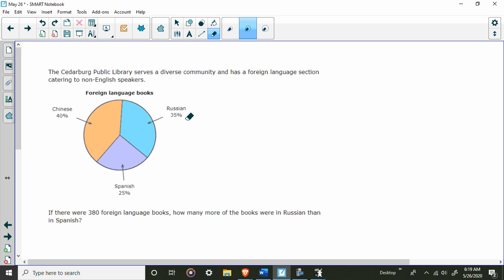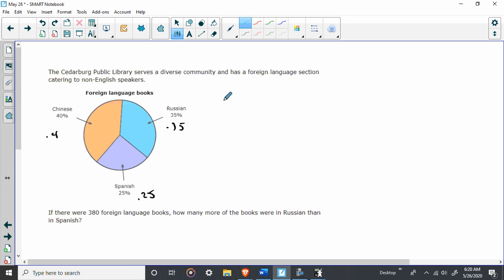Okay, Cedarburg Public Libraries serves a diverse community, and has a foreign language section catering to non-English speakers. Good for you guys. If there are 380 foreign language books, how many more of these books are Russian than Spanish? Okay, so again, this is 0.35, 0.25, 0.4, or 0.40 if you'd like.